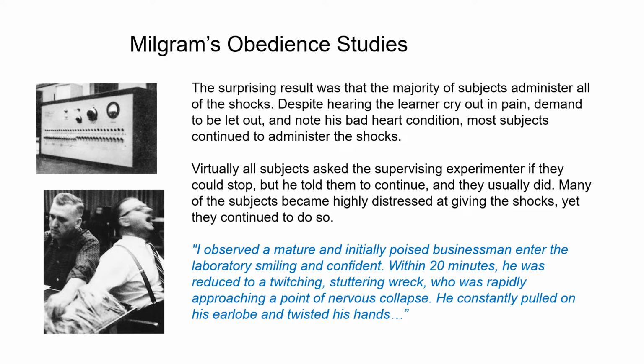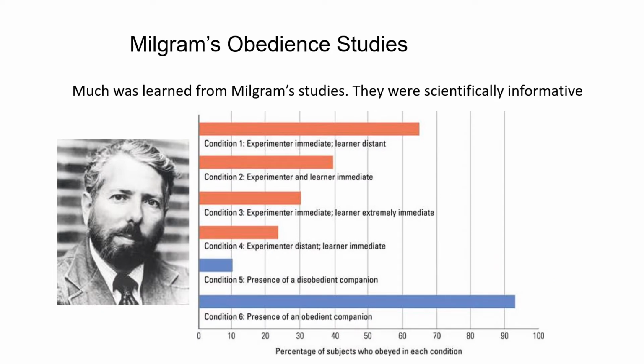We get the interesting result that many people will just follow orders to cause harm to others, but the unethical part was that it was causing harm to the participants, because they legitimately thought they were causing harm to others. So much was learned from the Milgram studies. They were very scientifically informative, even if they were unethical.